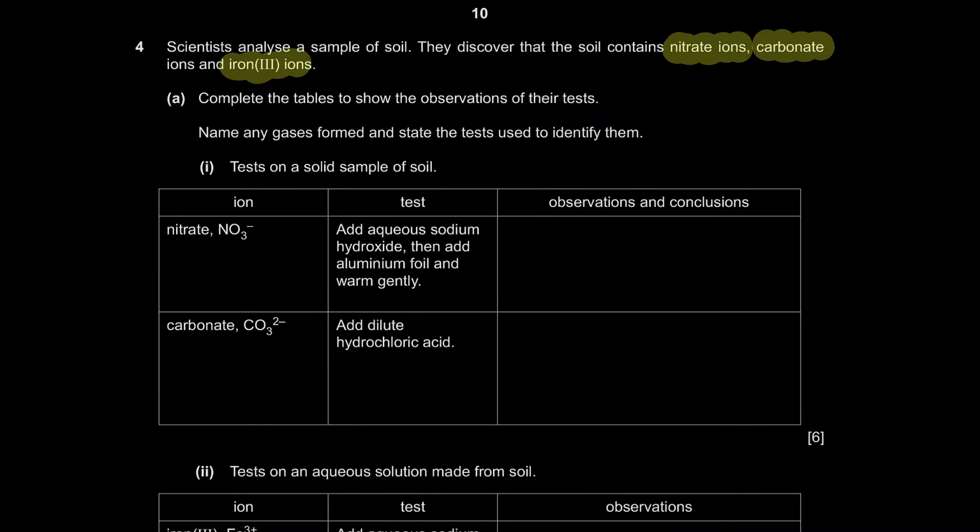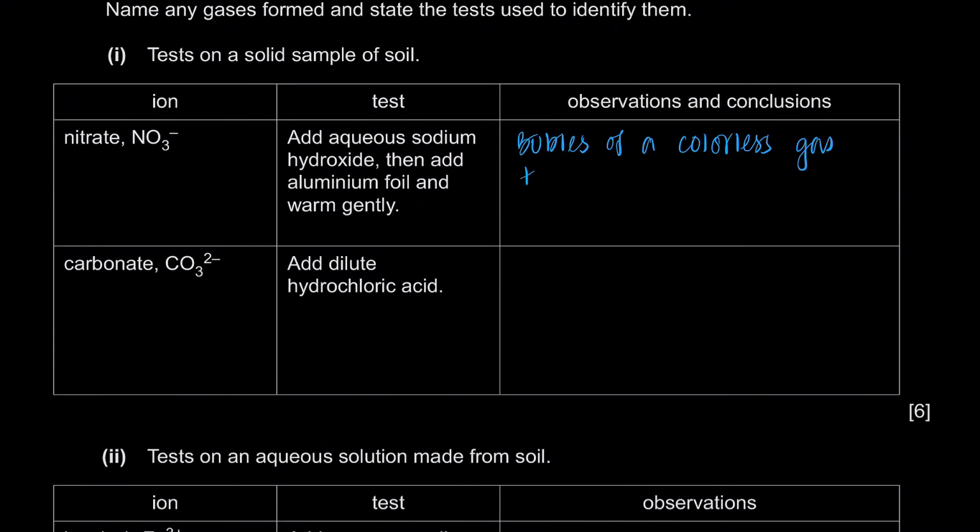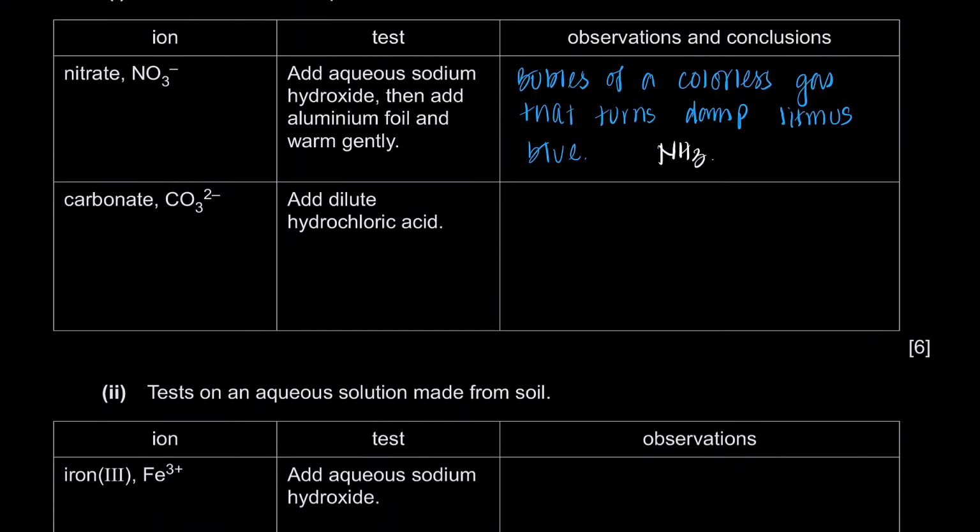And you know what happens there. So you get bubbles of a colorless gas that turns damp litmus blue. I wonder if you're supposed to write this much, because they don't give you that room. And the gas responsible for this is ammonia is given off, and that's the test for nitrate ion. Ammonia is given off and you put aqueous sodium hydroxide with aluminum and warm it gently.